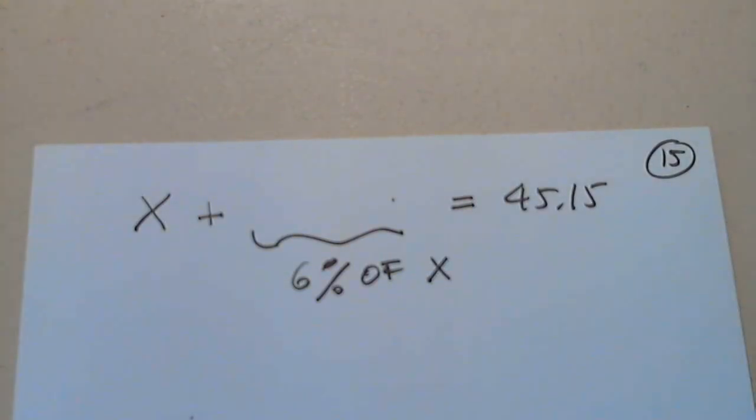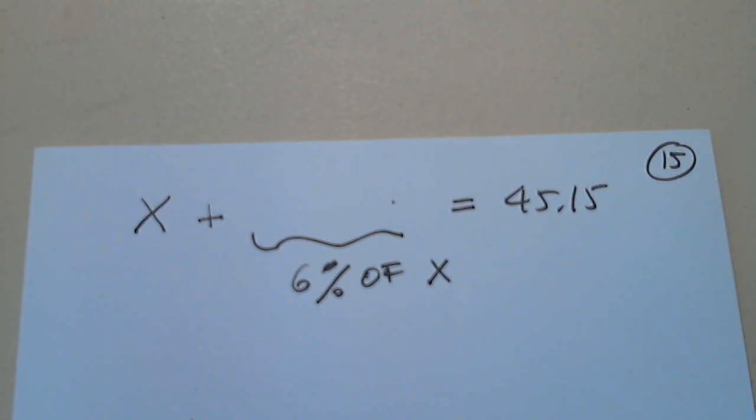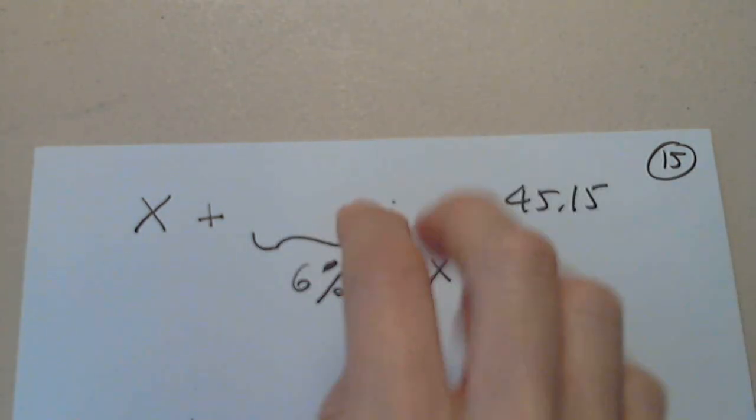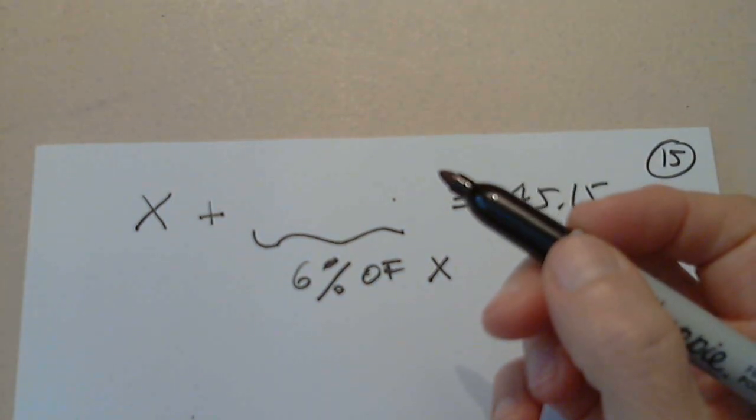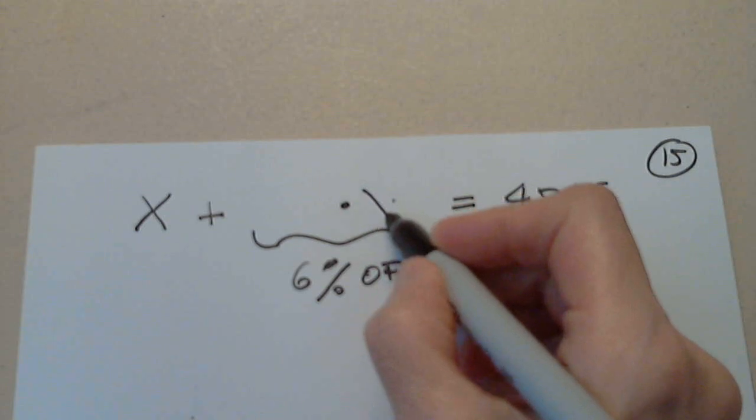And if I end up paying $45.15, how much is x? What was the original price? But how do I write 6% of x? That's the most important part. How do I write 6% of x? What operation is "of"? Multiplication. Good. So it will be times x.